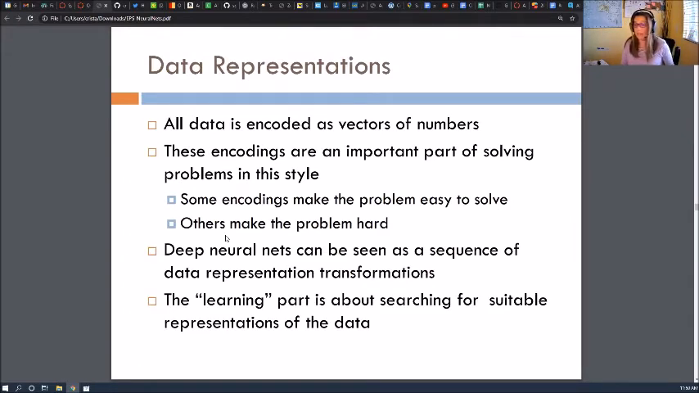So the data is encoded as vector numbers. These encodings are an important part of solving problems in this style. As I was saying, some encodings make the problem easy to solve, while others make the problem very difficult. And deep neural nets can be seen as a sequence of data representation transformations. That's what they are, right? They take input in one representation and they output another representation. And the learning part is about searching for suitable representations of the data.